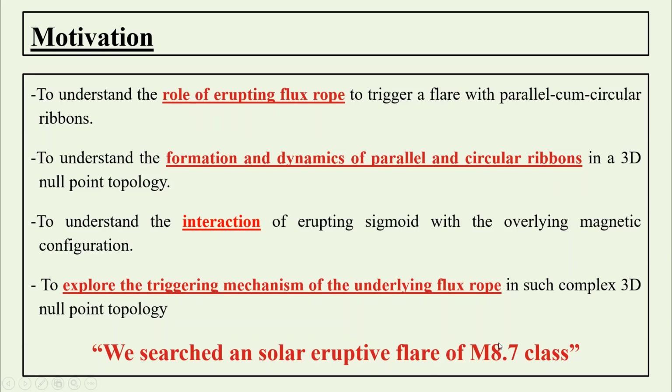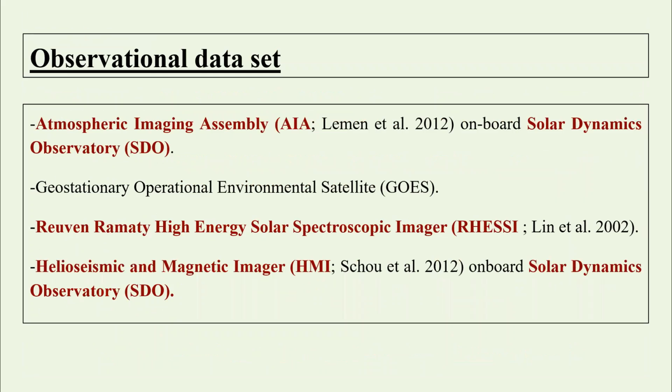That is also a kind of circular-cum-parallel flare ribbon, but here we have a slightly different phenomenon. So let's discuss this flare. The data that we have used is from SDO-AIA, an instrument on board the Solar Dynamics Observatory. Then we have used the GOES spacecraft. The third is the RHESSI instrument. And the fourth is the HMI instrument, which is on board the Solar Dynamics Observatory.